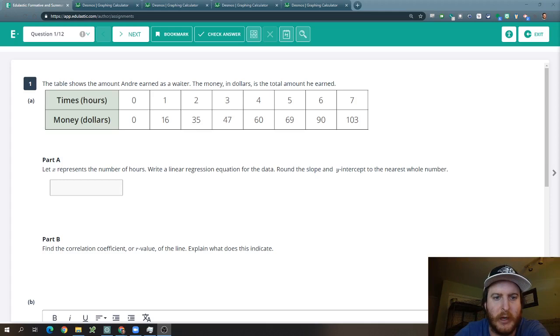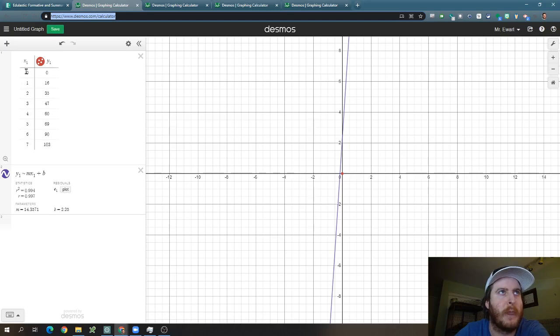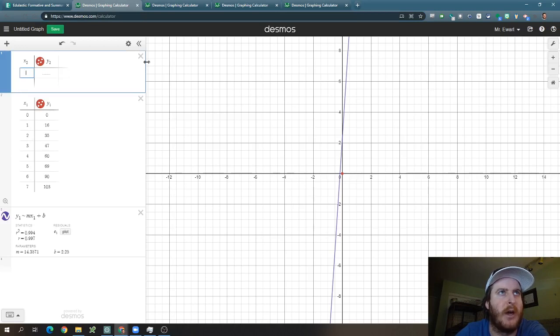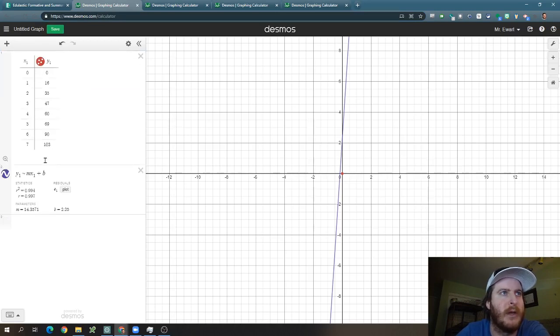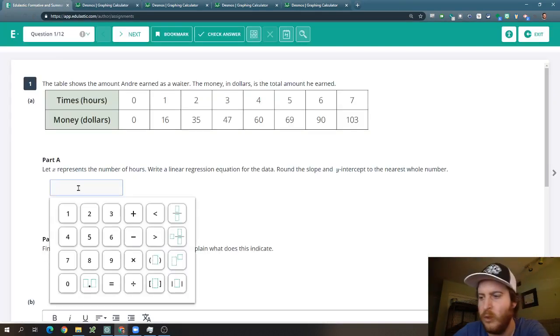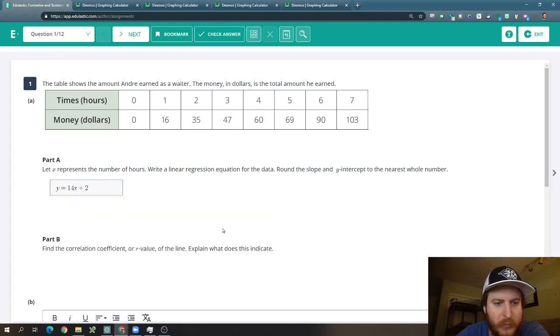So whenever we get something with a table and it's asking us for the regression equation, we want to plot these in Desmos. I did see one of you guys mention this: if you go to this little plus and put in table, it'll automatically put in the x1 and the y1 instead of me doing it manually like I did before. So we'll put in our table, then type in y1 tilde mx1 plus b. If we round to the nearest whole number, the m would be 14 and the b would be 2. So we'd say y equals 14x plus 2, rounded to the nearest whole number.